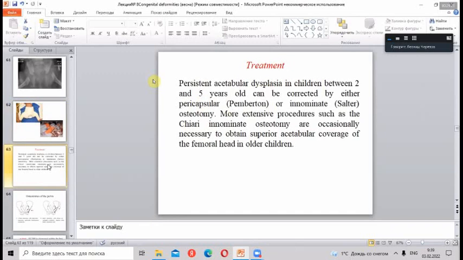Persistent acetabular dysplasia in children between 2 and 5 years old can be corrected by a procedure such as the Salter or Pemberton osteotomy. More extensive procedures such as the Chiari osteotomy are occasionally necessary to obtain superior acetabular coverage of the femoral head in older children.